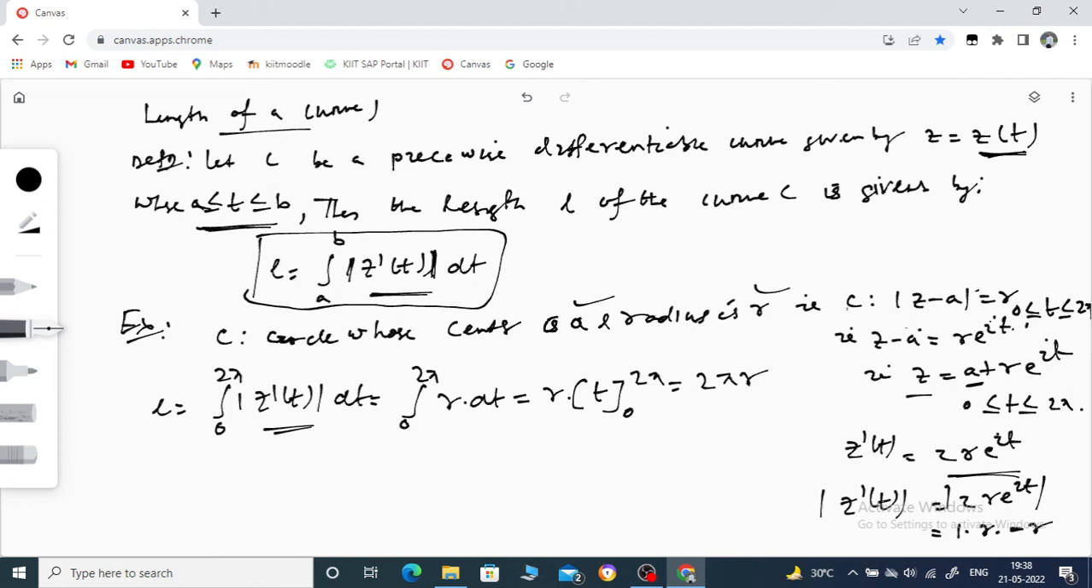This thing you already know. Suppose a circle is given to you whose center is a and radius is r. Then what is the length of this circle, or the length of this curve? The curve is a circle. Since its radius is r, you know its perimeter is 2 pi r, and this is its length. So what we got here is the length of this curve, that is, the length of the circle whose center is a and radius is r. You know its perimeter is 2 pi r.